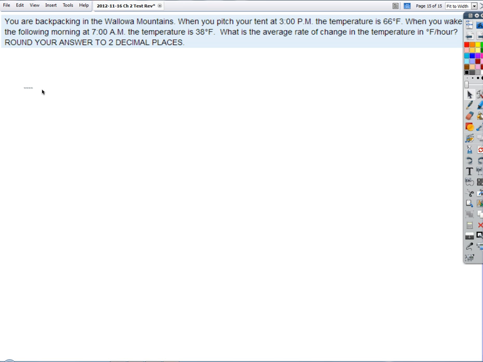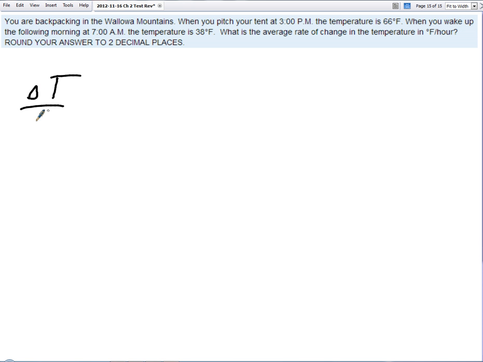So we can call it, let's write it this way. Capital T will be temperature. Small t will be time. Delta just means change. So this is our math way of saying change in temperature over change in time.